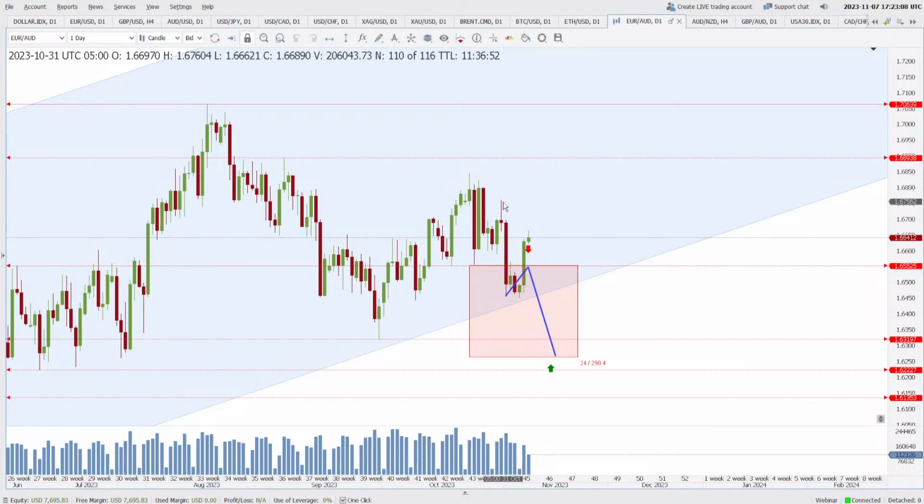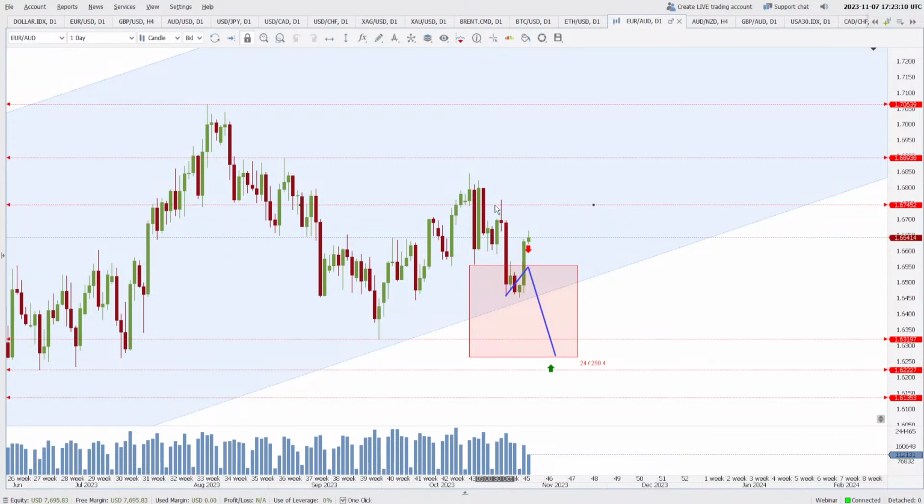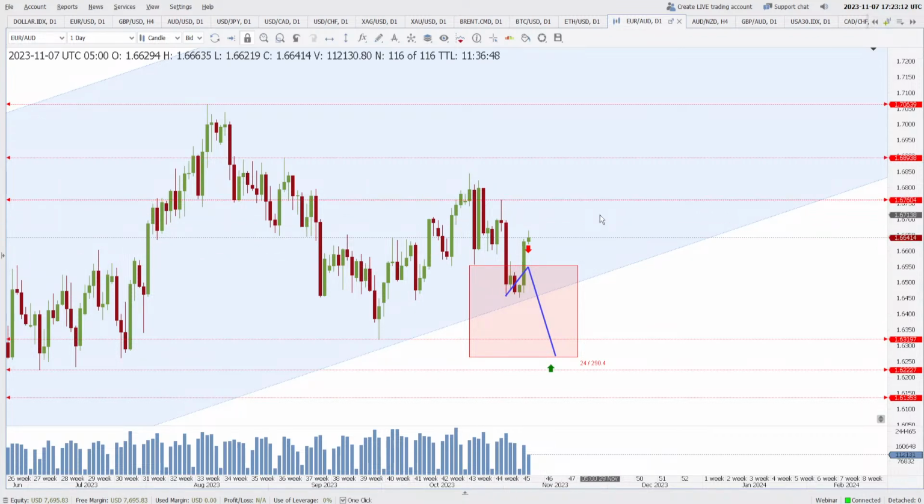Anywhere below 1.6760 is a sell. Above that, it's a problem for sellers, and I think it is trying to observe this channel. Let's see how things unfold in the future, but right now 1.6760 is the resistance on the upside, and the first target should be these lows here around 1.6450, and the second target should be 1.6319 area.